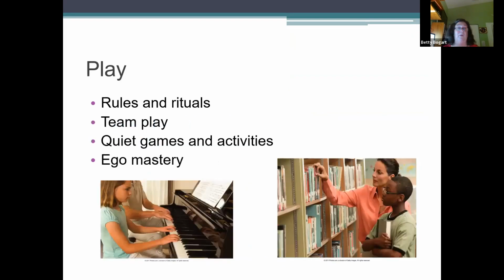Play, as I said, I went to work and played for how many years? But as children, it's the rules, it's the rituals, it's working together with other children, or it's playing by yourself, being able to entertain yourself, and being able to feel good about yourself, like learning a piano, learning how to play it well. I mean, those are things children feel good about, or playing a video game well.